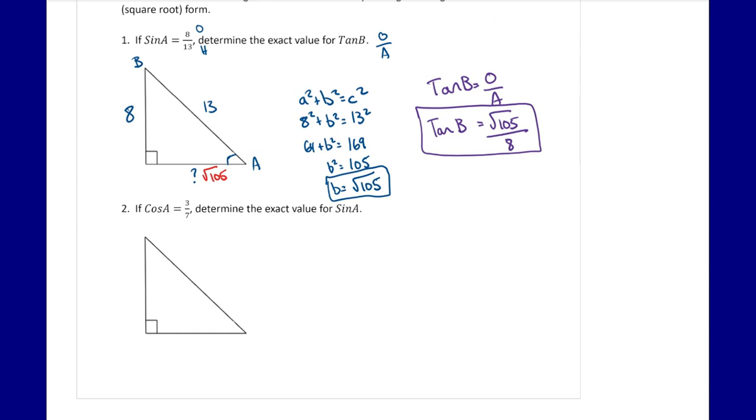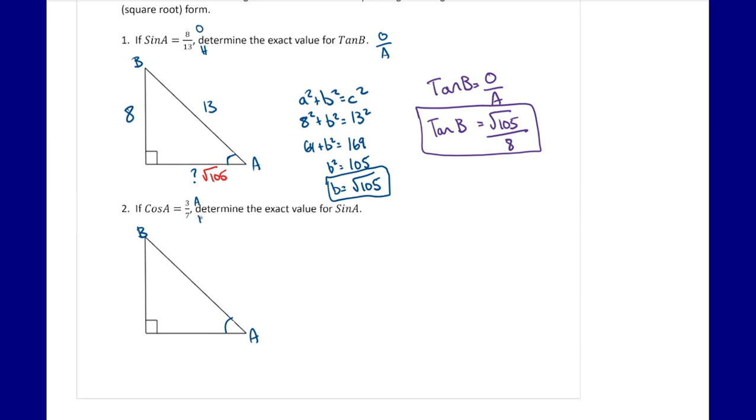For the next one, same idea. We're going to label our two sides, say a and b. Again, it doesn't really matter, we can swap it around if we wanted to, as long as we label the sides correctly based on what we're given. So we're given that cosine A is equal to 3 over 7, and we want to find the exact value for sine A. Well, if cosine A is 3 over 7, I have my reference angle A.